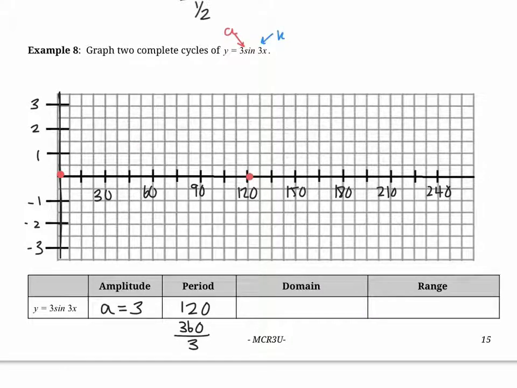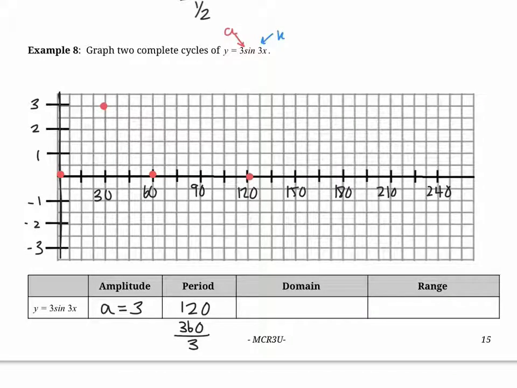In the middle, as per usual, it is going to cross the x-axis again, and in between 0 and 120 is going to be 60 degrees. So we're going to put a dot at 60. And then in between 0 and 60, that's where it's going to reach its highest value. So in between 0 and 60 is going to be 30 degrees. And its highest value is no longer going to be at 1. It's going to be at 3. So we're going to put a dot at 3.